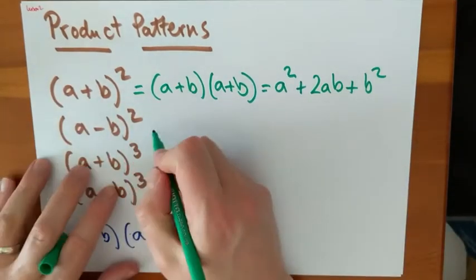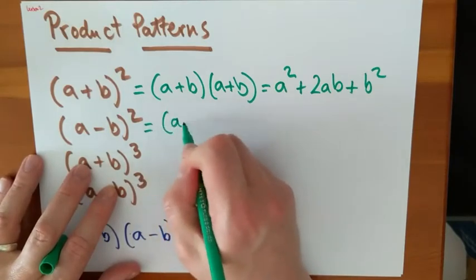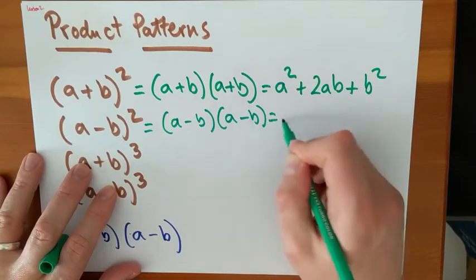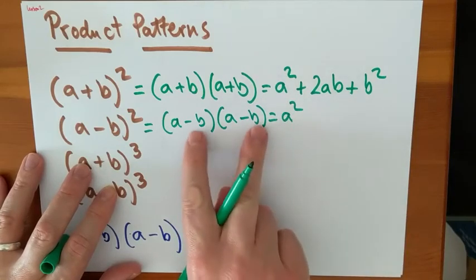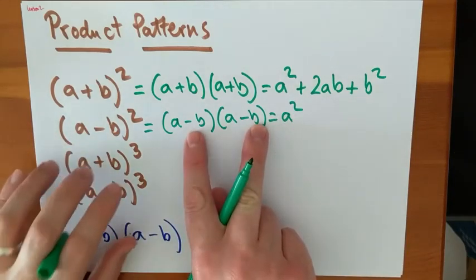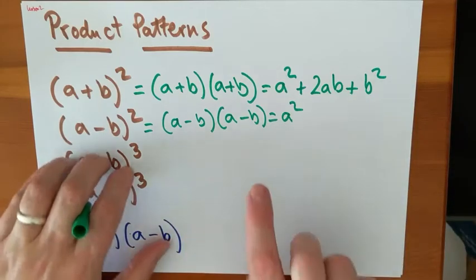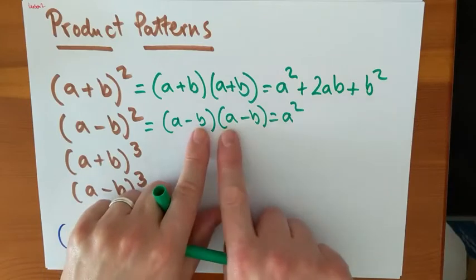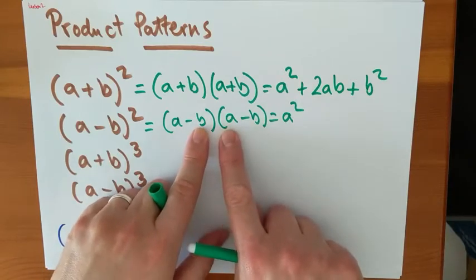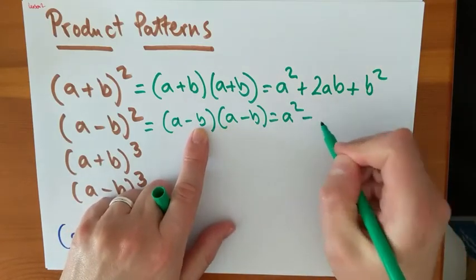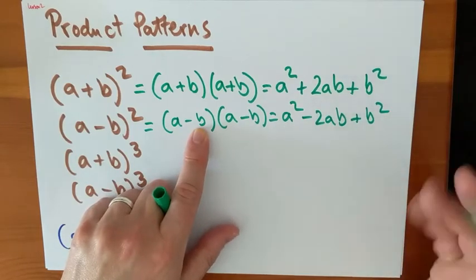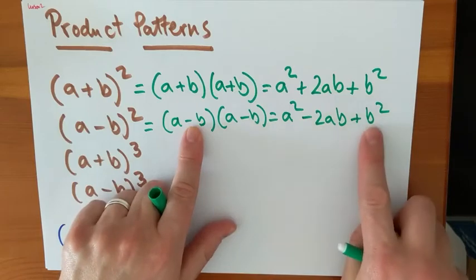A similar thing happens with (a − b) squared. You're going to get an a squared at the front, definitely. At the back you get minus b times minus b, which gives you plus b squared, so it follows the same pattern as this. In the middle you get a times minus b, which is minus ab, and you also get minus b times a, which is the same, minus ab. So you always get minus 2ab in the middle. But you do get plus b squared because you have the two negatives making a positive at the end there.